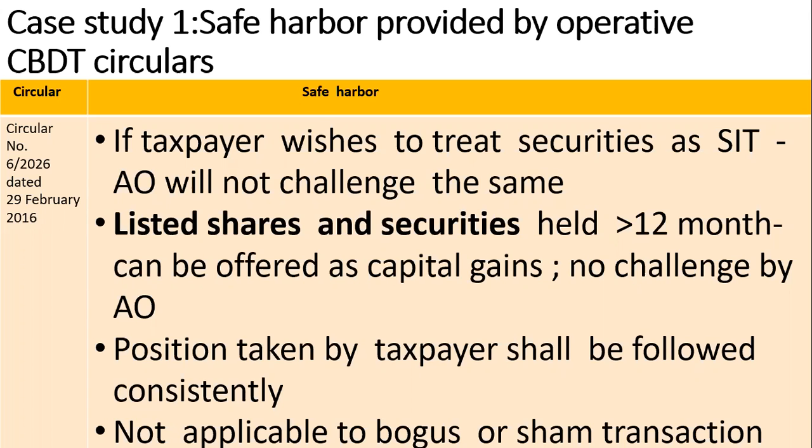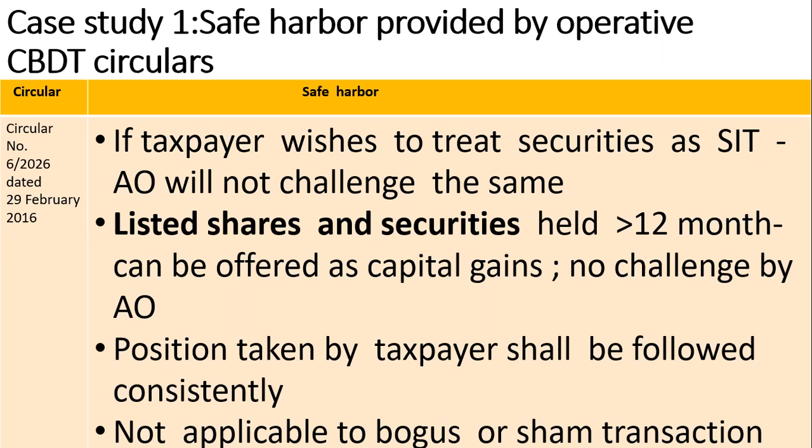Circular number 6, 2016, dated 29th February 2016. If a taxpayer wishes to treat securities as stock in trade, the AO will not change the same. Listed shares and securities held for more than 12 months can be offered as capital gains. It cannot be challenged by the AO. The position taken by the taxpayer has to be followed consistently.